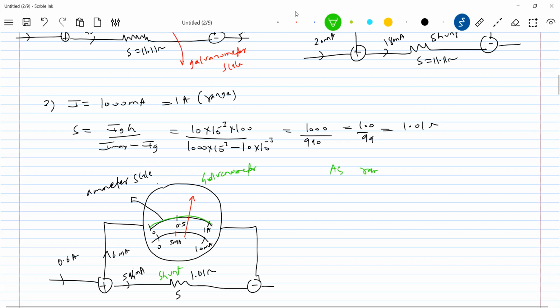So therefore, shall we put like this? As range increases, the value of shunt decreases. This is one basic rule you have to remember. Means as I go for 10 ampere, what is the value of the shunt required?